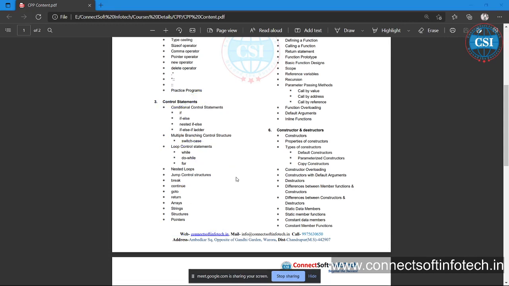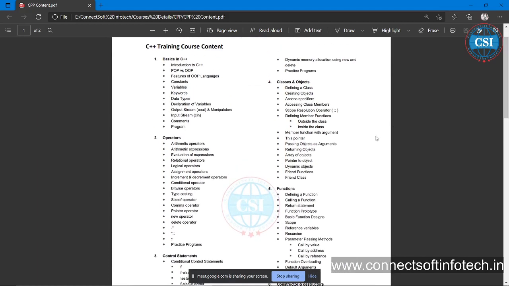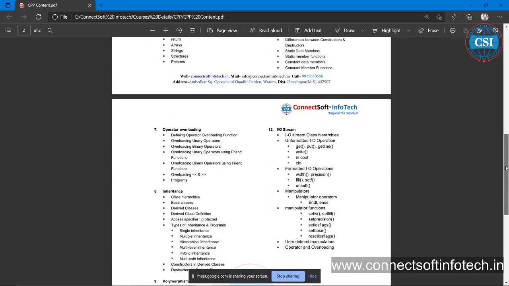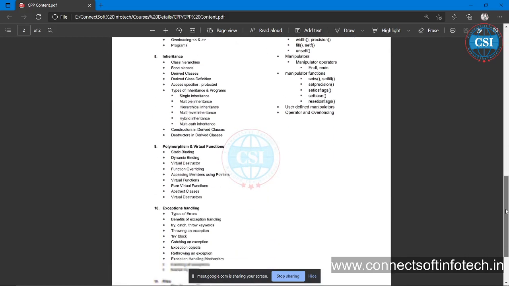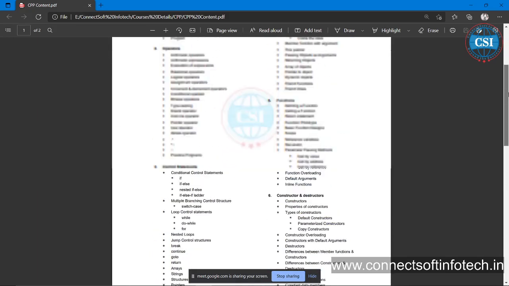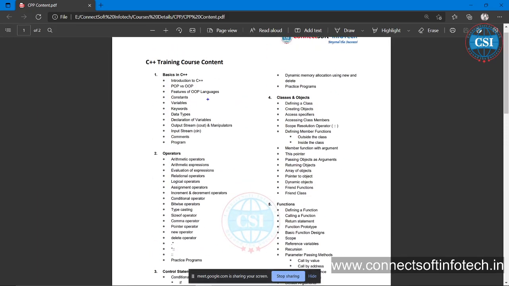The main concept of C++ starts from OOPS, that is object oriented. Classes and objects: how to define a class, how to create a class, how to create an object. What are the functions, then properties of OOPS, constructor, destructor, operator overloading, inheritance, polymorphism, virtual functions, exception handling, files. These are the contents of the C++ training.